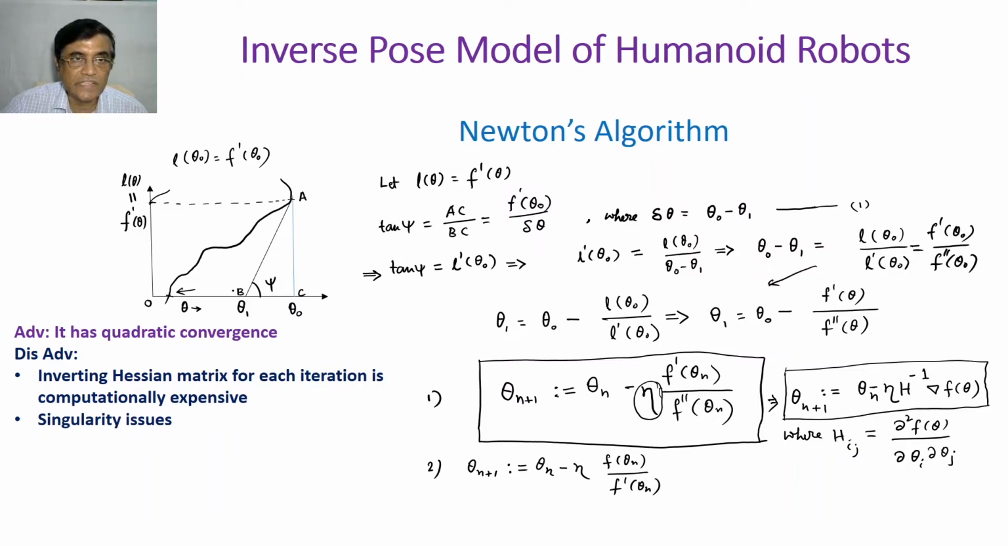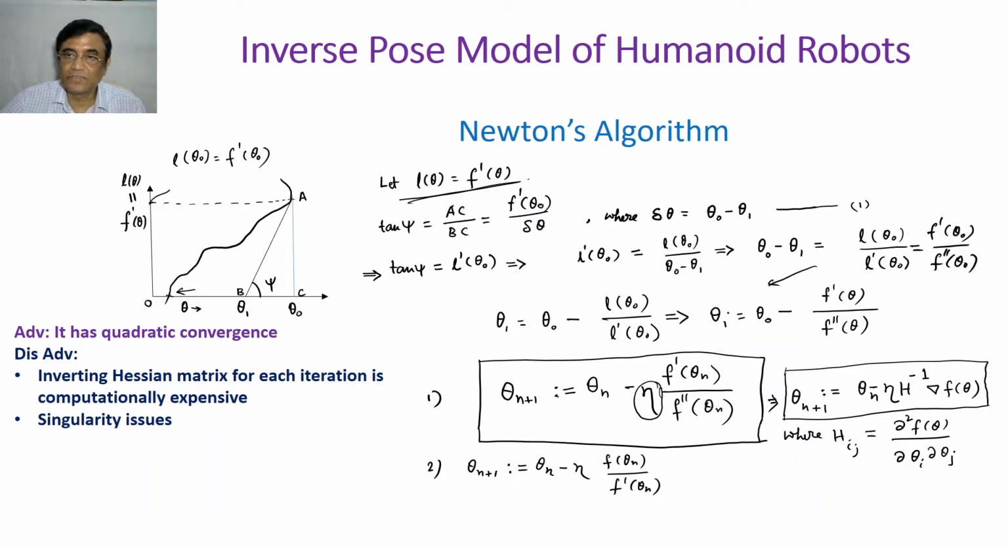If I do the same thing as the Newton-Raphson method we did, let us call it L theta, which is a function equal to f prime theta. If I write this, you can see tan psi equals AC by BC, that is the first derivative at this point theta 0 divided by delta theta, and then tan psi equals, because this is a tangent, L prime, the first derivative of that function L at theta 0. So you are getting theta 0 minus theta 1 equals this, and L prime theta 0 is nothing but, because this equals f prime theta 0, this equals f double prime, that is the double derivative of this, right?